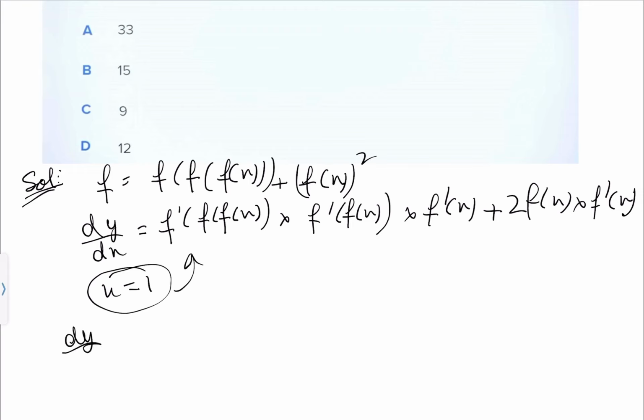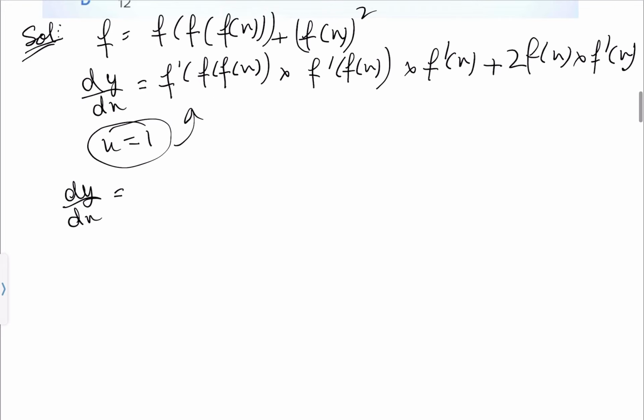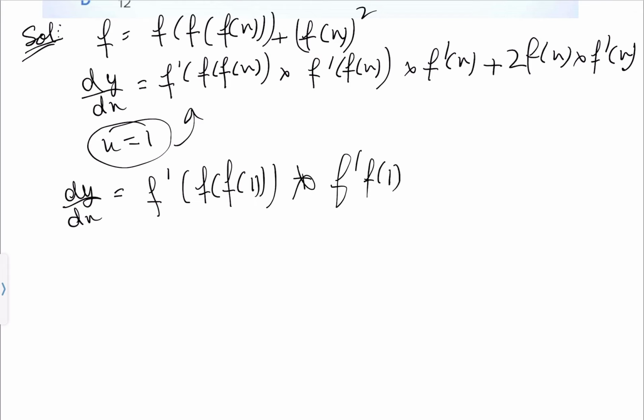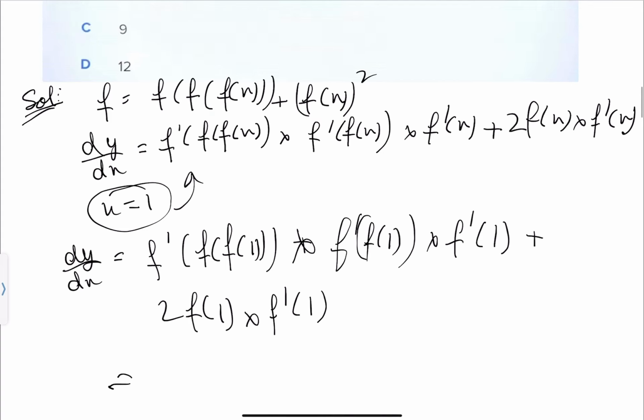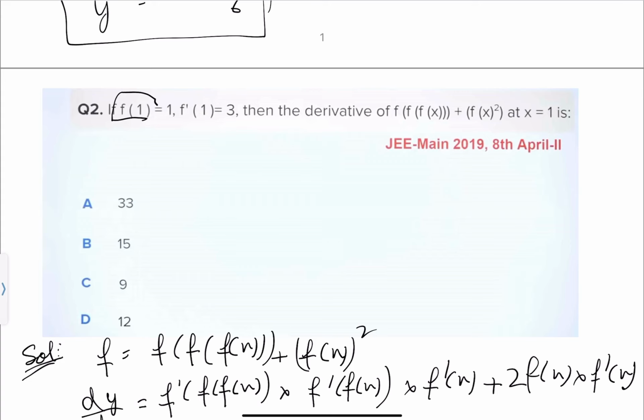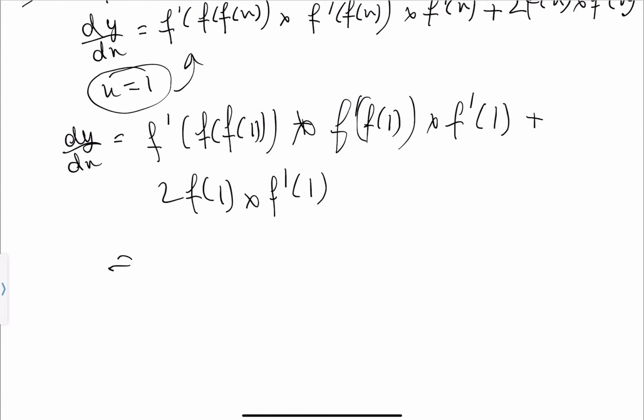Now what we get is dy by dx equals to f dash of f of 1 into f dash of 1 plus twice of f of 1 into f dash of 1. We are given these values: f of 1 equals to 1, f dash 1 equals to 3.